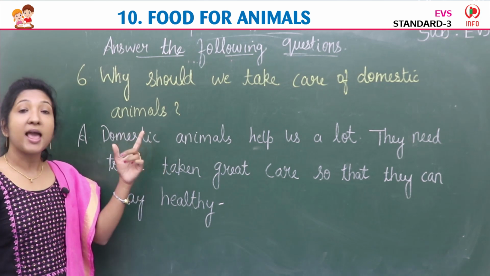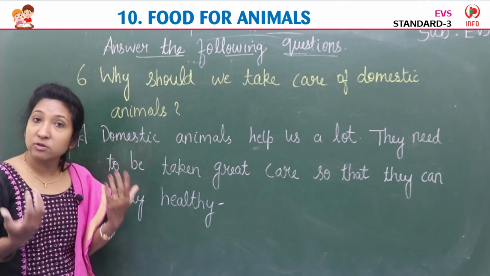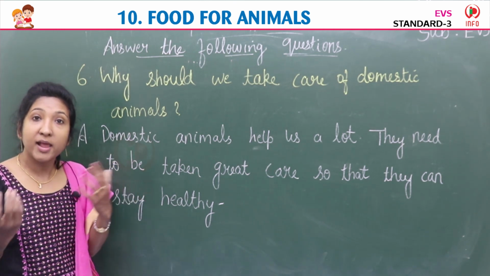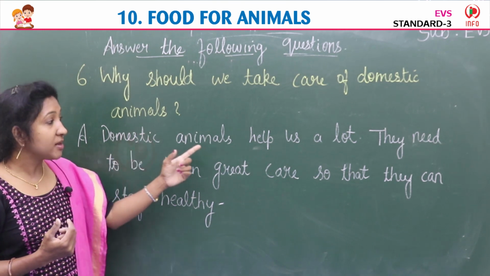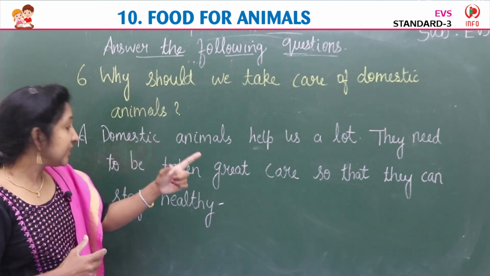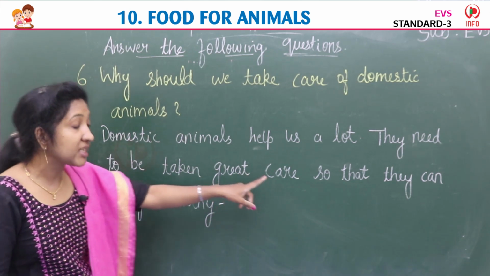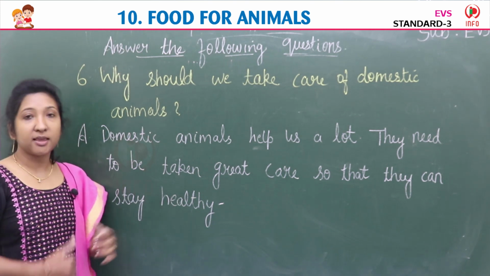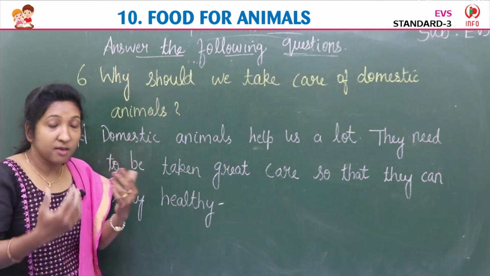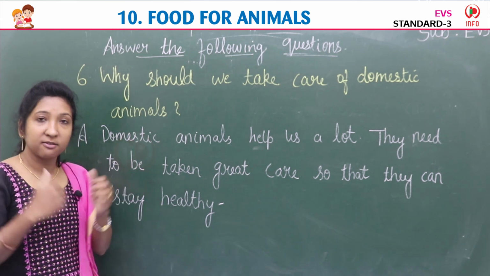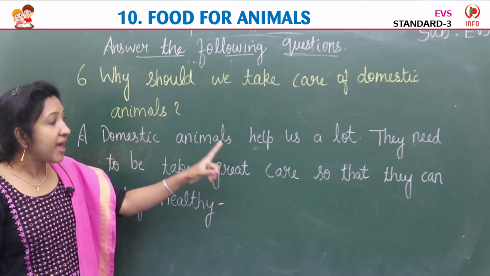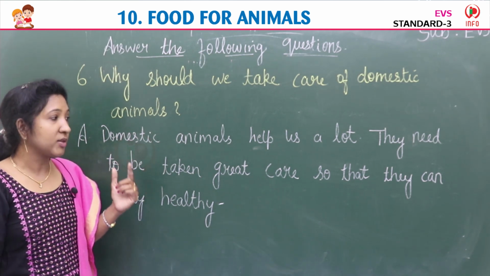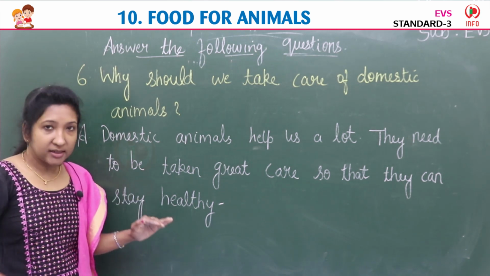Domestic animals help us a lot. They are useful to us, they are helpful to us. They are giving us milk, egg, meat, wool, etc. They need to be taken great care so that they can stay healthy. So we should care for them so that they can stay healthy, active, isn't it? So domestic animals help us a lot. They need to be taken great care so that they can stay healthy.